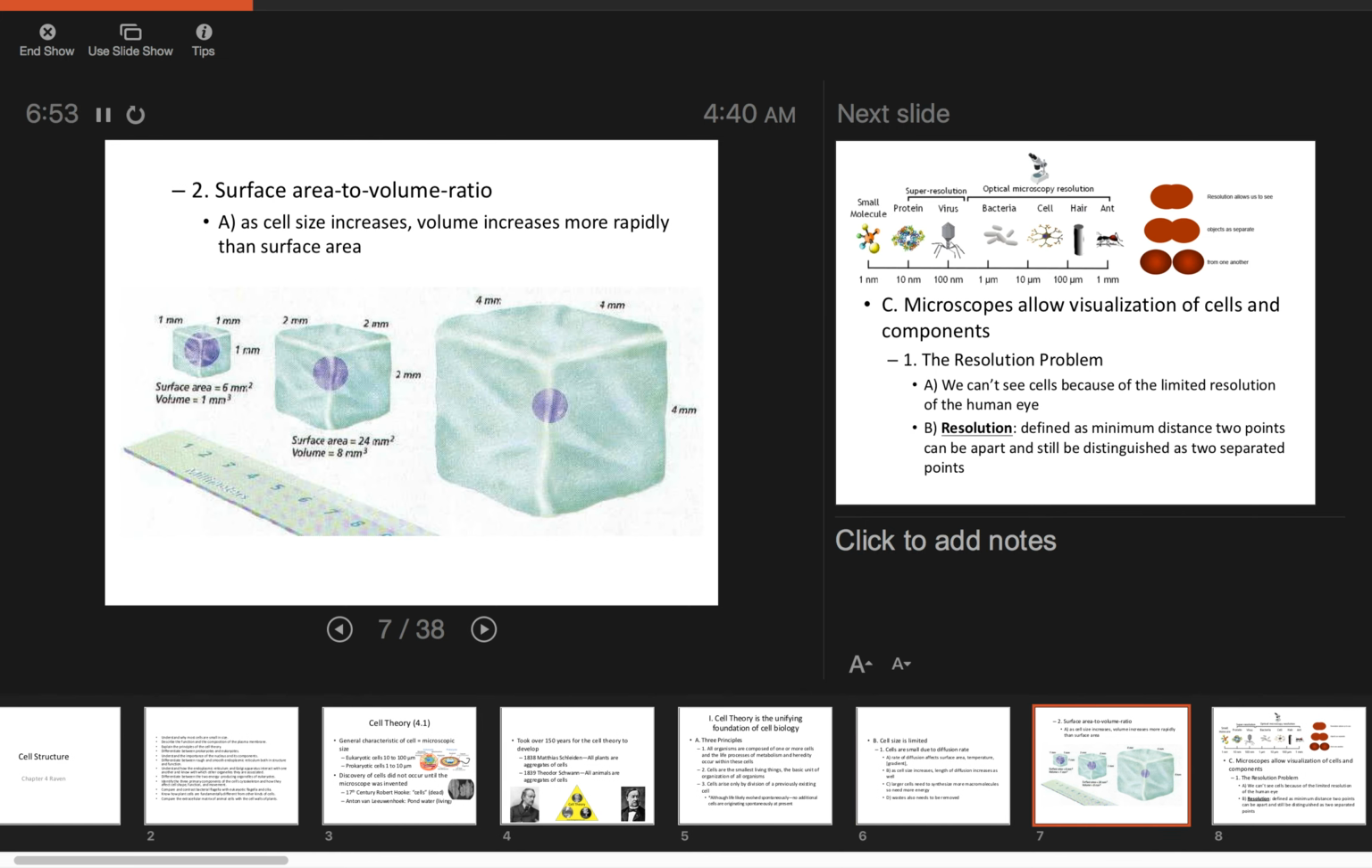Surface area to volume ratio. Okay, so here, as the cell increases, volume increases more rapidly than the surface area. So here's my volume of 1 millimeter cubed, sorry. Surface area 6 millimeters squared. And then as you increase just by 1, now you have a factor of 3 versus 6. And so the higher the surface area to volume ratio, the better for the cell.